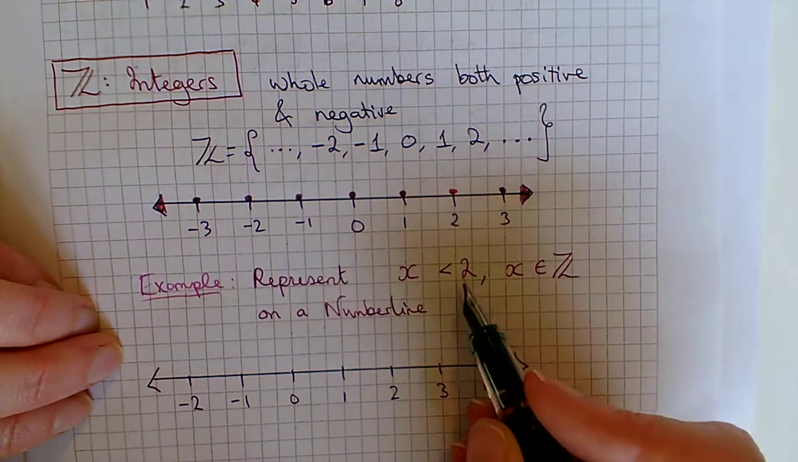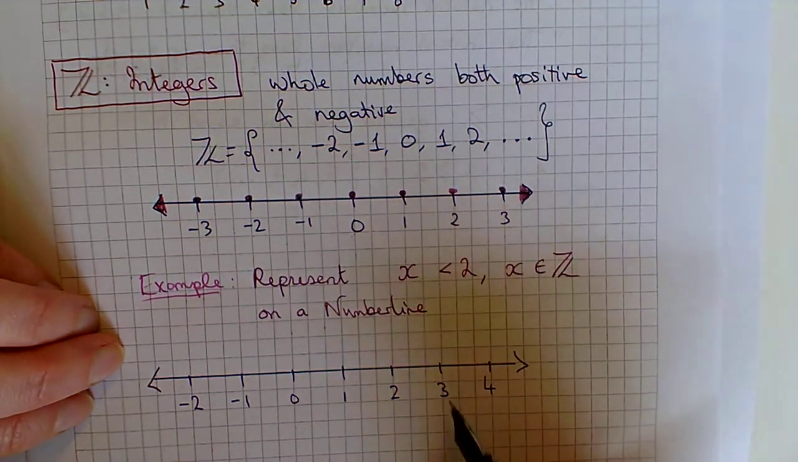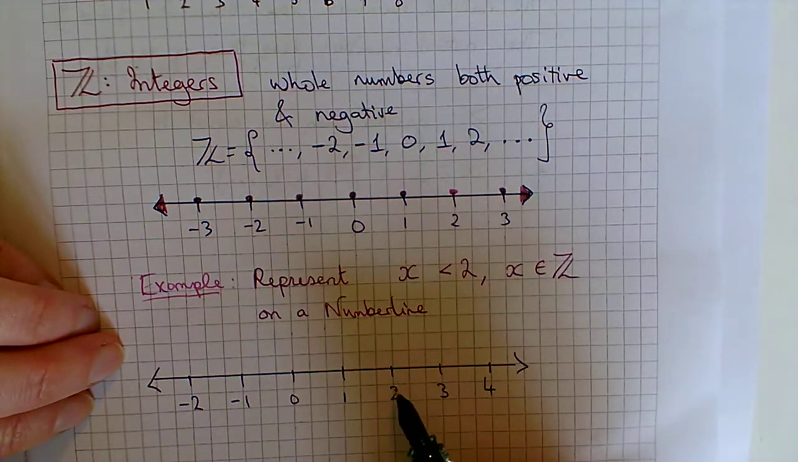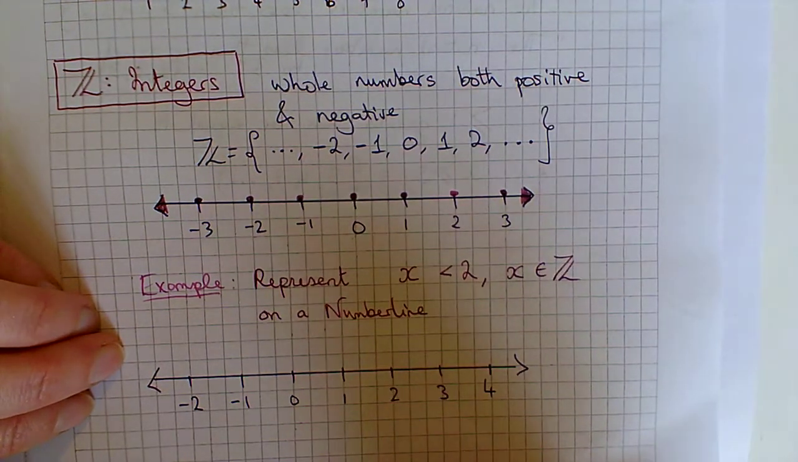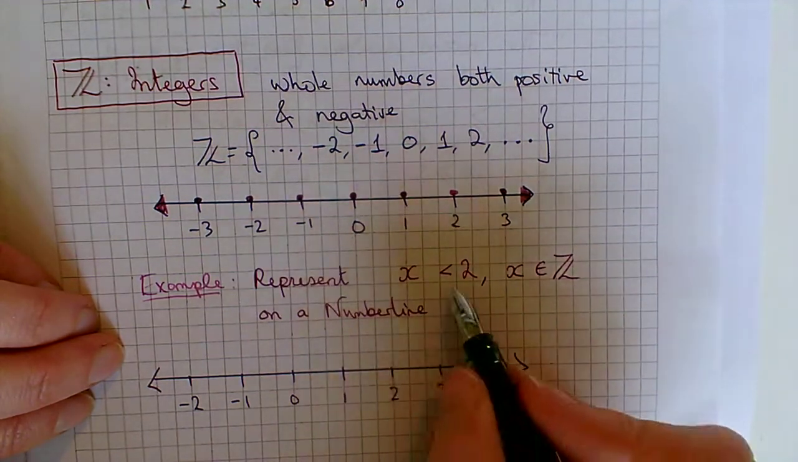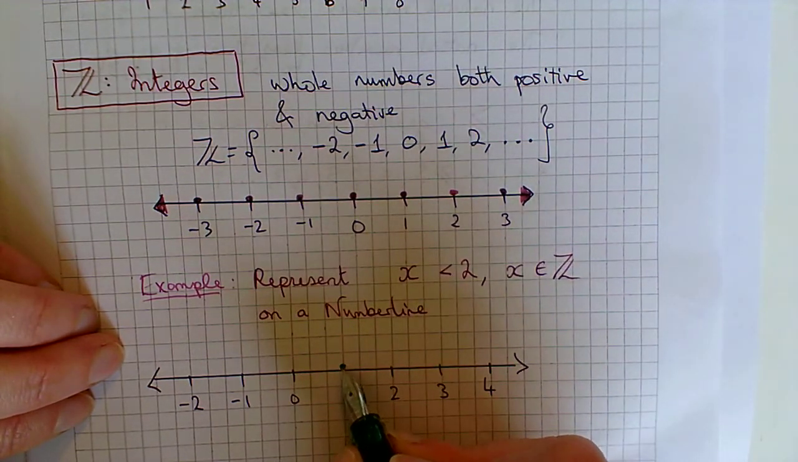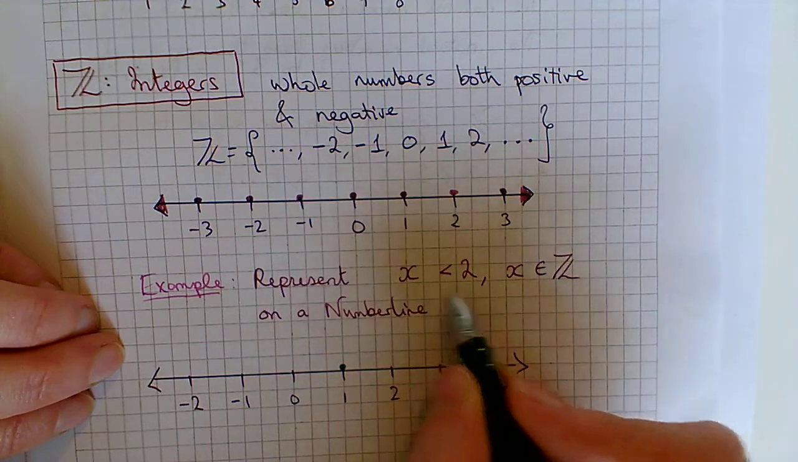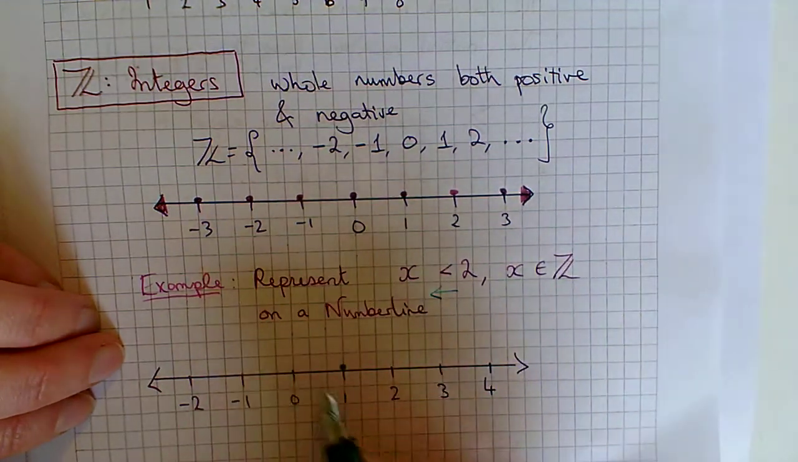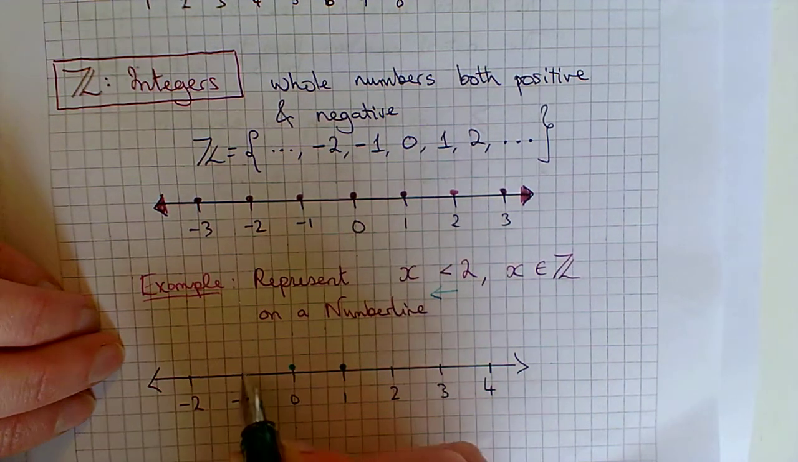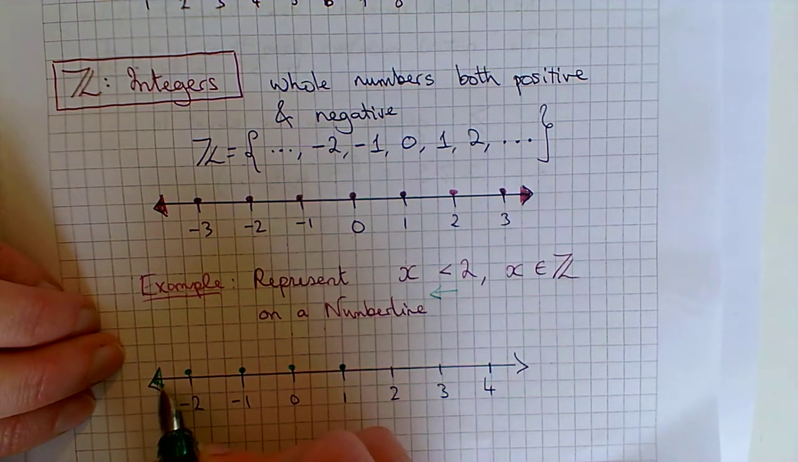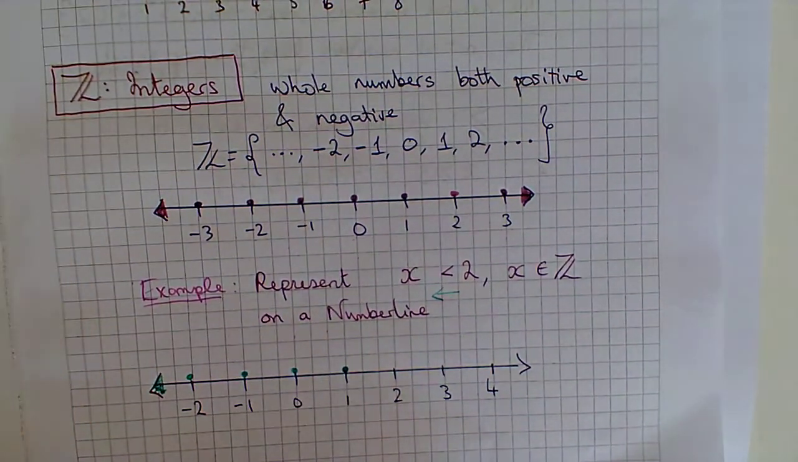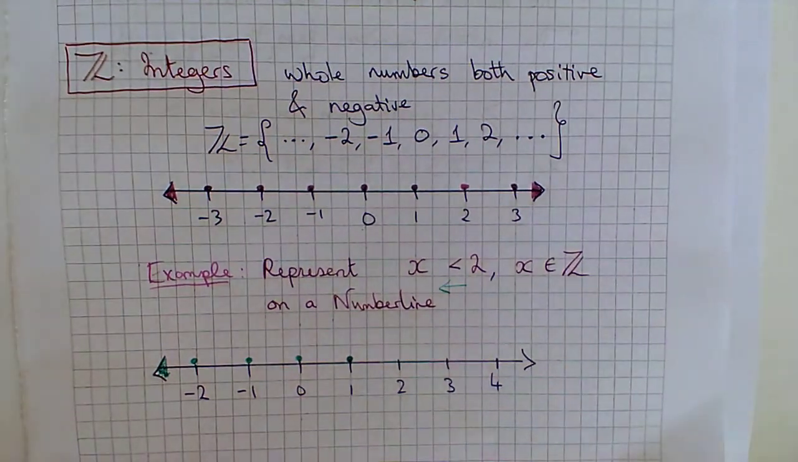So 4 is not smaller than 2. 3 isn't smaller than 2. 2, this is a strict inequality, 2 is not smaller than 2, it's equal to it. So the first number that I can include is 1. And I'm going in this direction. Remember, this is like an arrow pointing my direction. So I do include 0, I do include -1, -2, and I indicate that I keep going forever in this direction as well. So that's what an inequality on the integers looks like.